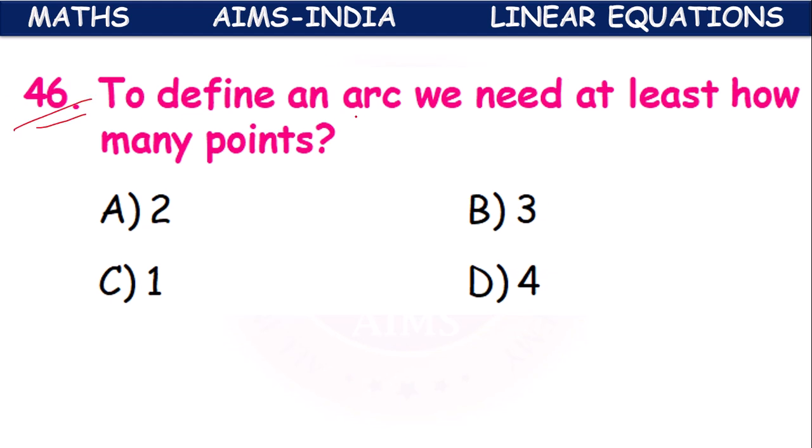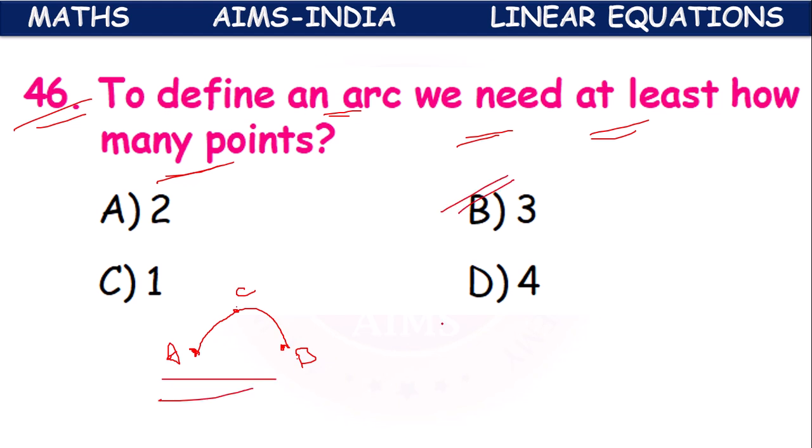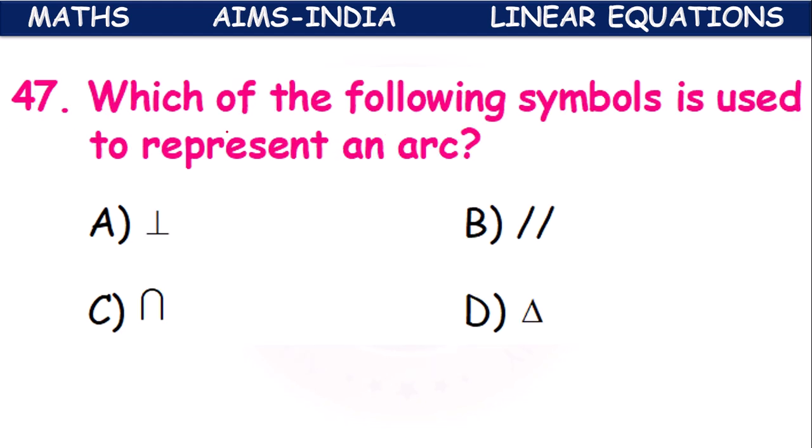Next one. To define an arc, we need at least how many points? An arc is always represented with the help of 3 points, where A and B are the end points, and point C is somewhere in between A and B. So we need 3 points to define an arc. The arc symbol is like this, the cap symbol. So which of the following symbols is used to represent an arc? Like this, option C, the arc symbol, the cap symbol.